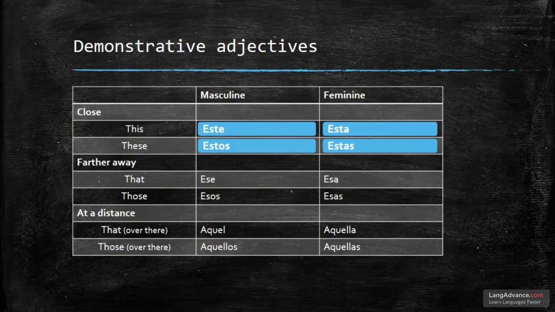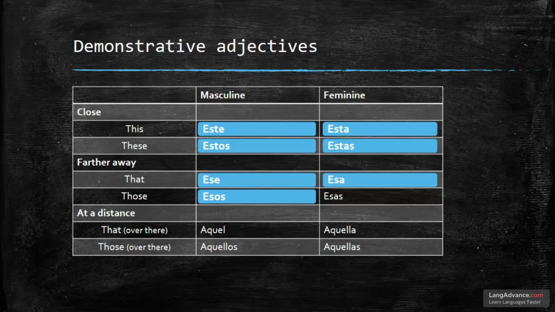The next set of demonstrative adjectives describe nouns which are farther away from the speaker. That becomes ese with masculine and esa with feminine. Those is translated as esos for masculine and esas for feminine nouns.